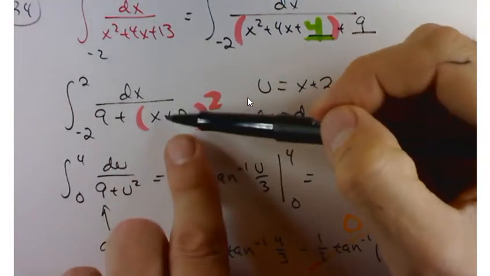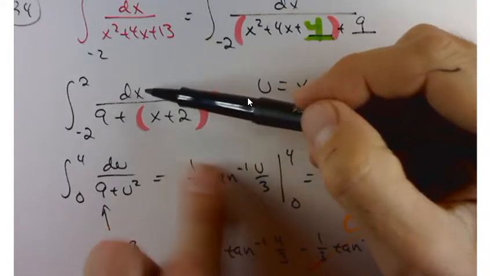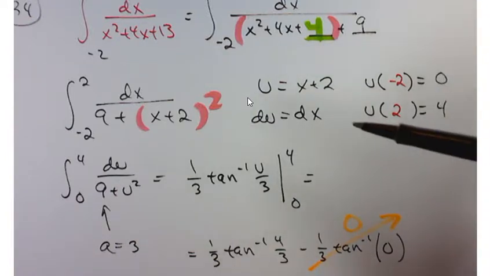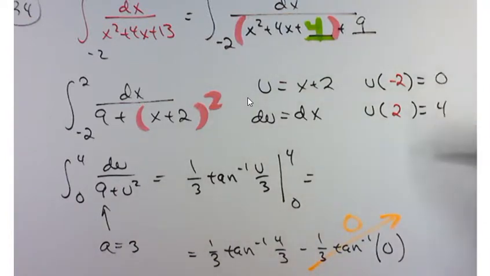Good question. Because these limits apply to the variable x. And when I change the variable to u, I have to change the limits of integration because I got a new variable that I'm working with. So I just did that.